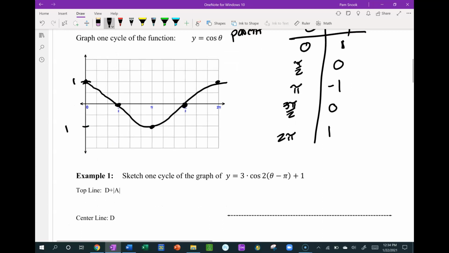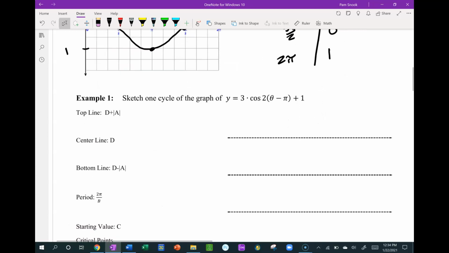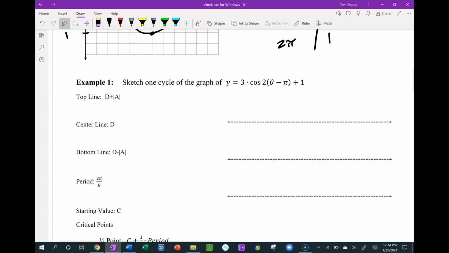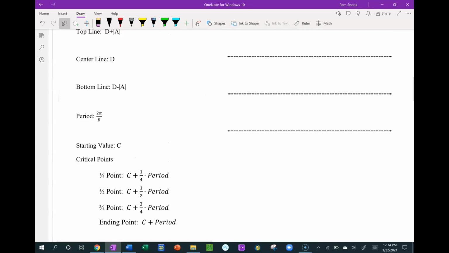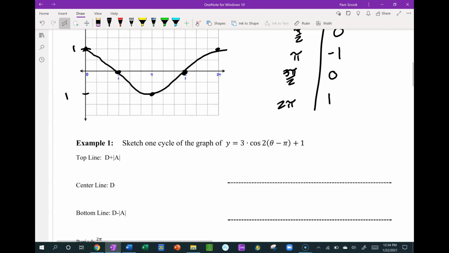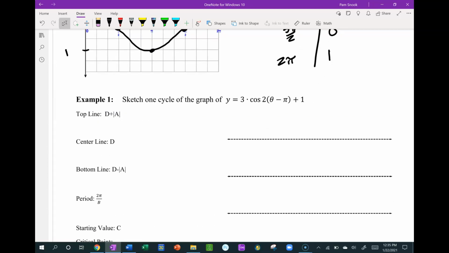And so just like with the sine graph, we can go ahead and set the scale to match our graph. We need to know A, B, C, and D. We're going to label the top line, the center line, the bottom line. We're going to use the period. We're going to use the same critical points. The only difference is going to be the shape of the graph, but everything else will be the same. So let's do this one.